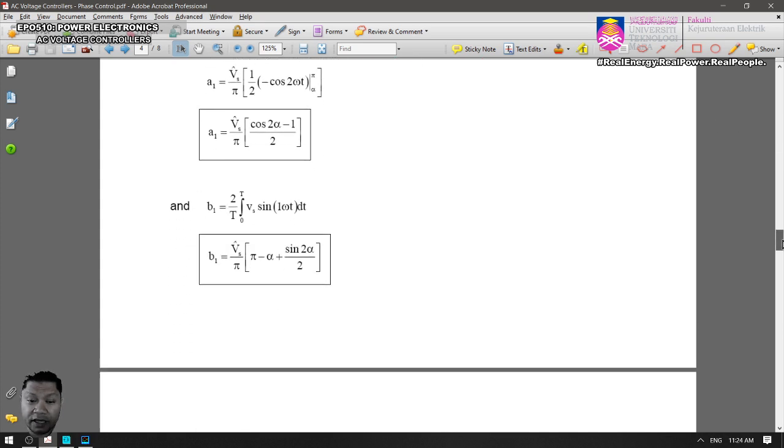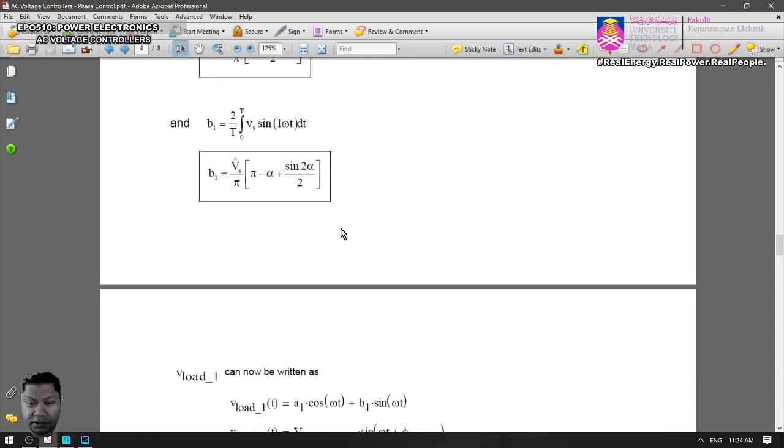And if you solve that, then finally you have this equation whereby B1 equals V peak over pi times (pi minus alpha plus sine 2 alpha). So again, everything should be in radian. And therefore, now you can have C1 equals the square root of A1 squared plus B1 squared. Right?